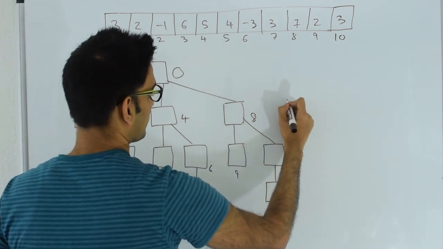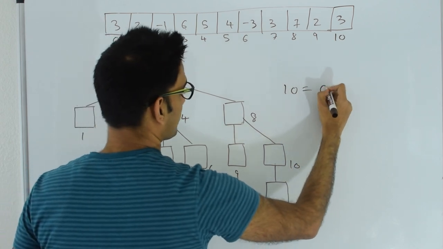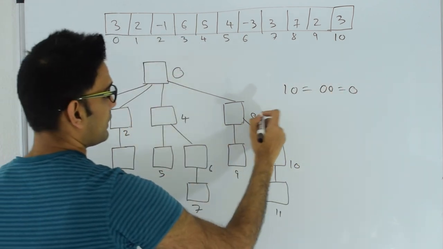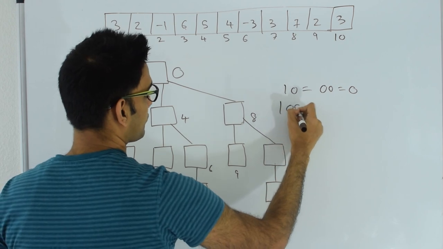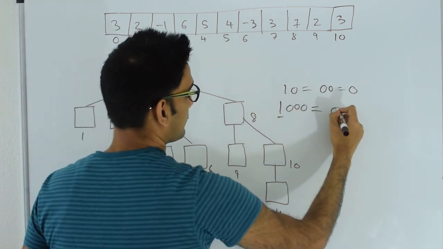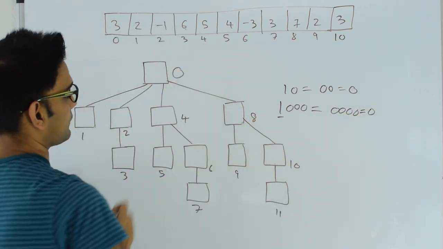If you look at the binary representation of 2, that's 1, 0. And if you flip the rightmost set bit, it becomes 0, 0, which is 0, which is why 0 is the parent of 2. If you look at the binary representation of 8, that's 1, 0, 0, 0. If you flip the rightmost set bit, it becomes 0, 0, 0, 0, which is again 0, which is why 8's parent is also 0.